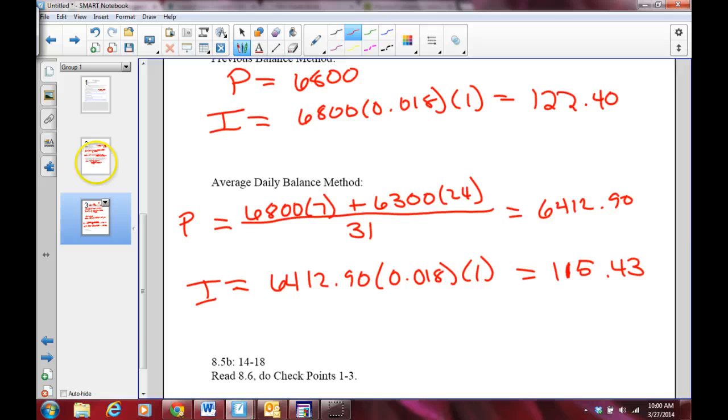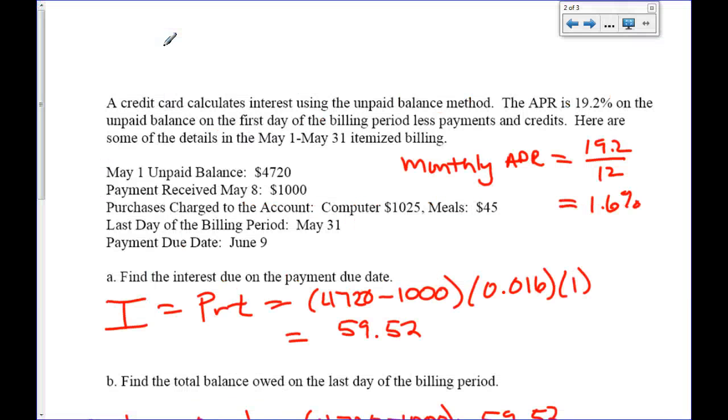All right, let's go to the page before, the middle page. So on this one it says a credit card calculates interest using unpaid balance method. The APR is 19.2% on the first day of the billing period, less payments and credits. Here are some details. It's a 31-day month again, okay? And here's the details on the left side.